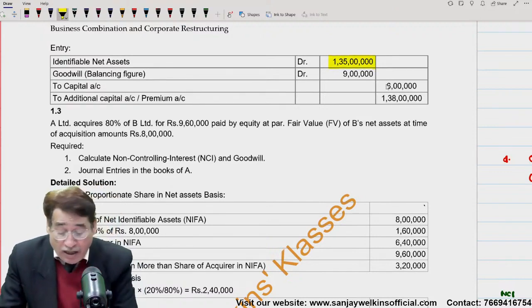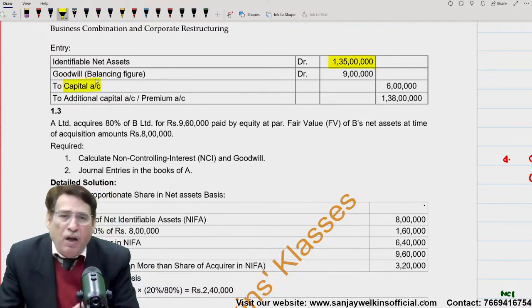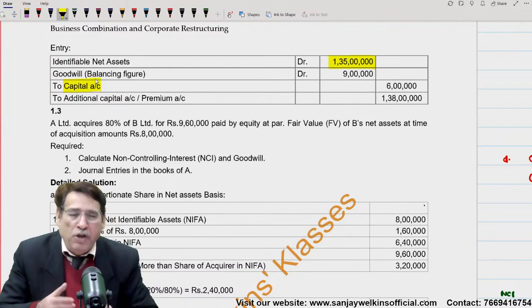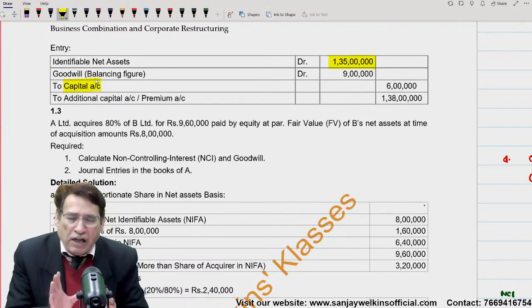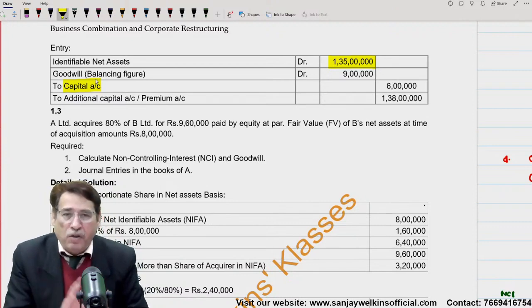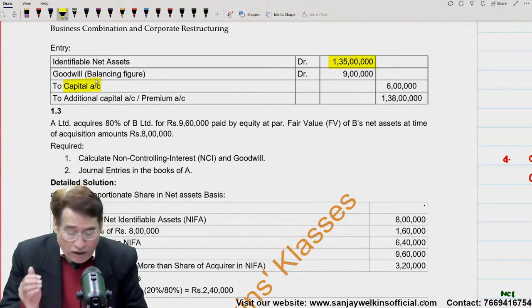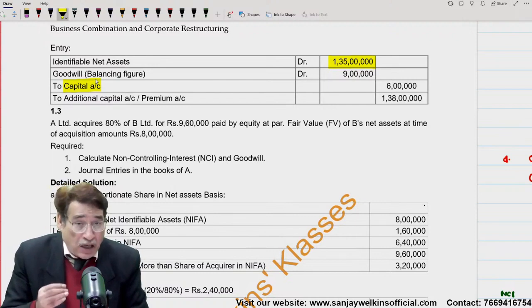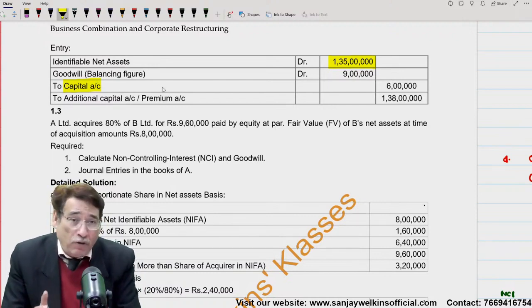Then see here what I have written, two capital. If you ever get confused whether you should write cash or capital, at least for God's sake, write consideration payable. Is it clear to you? Otherwise, if you can write it in this manner, that's fine. So capital, what will be the amount of capital?